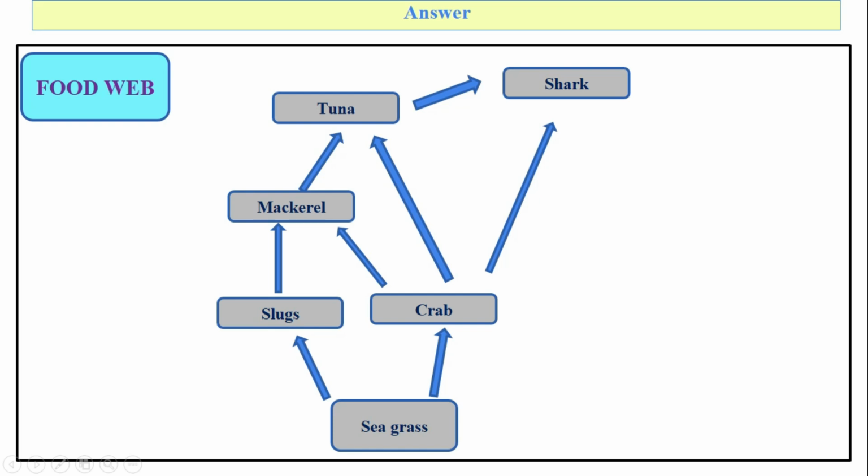So here we start with plants. Of course, you start with the producer, and then the slug eats plants. The mackerel eats the slug, then the tuna eats the mackerel. Please note the arrow. And then the shark eats the tuna. And also here, the crab eats seagrass, the mackerel eats the crab, and also the shark eats the crab and the tuna eats the crab. So it's a complex food chain, basically.